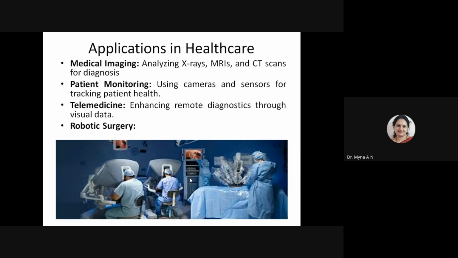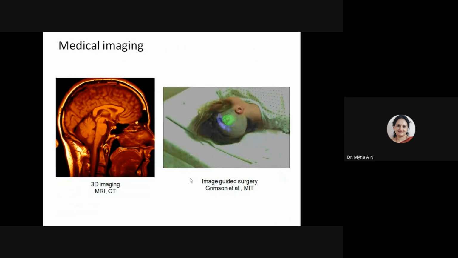The doctors, sitting at a remote place, guide the robots, and the robot carries out the operation. You can see in the right half of the image the robot doing the actual operation, and on the left we can see the doctors guiding the operation. This is a classic and very important application of computer vision. So in medical imaging, in 3D imaging, MRI and CT are the imaging systems. So, image guided surgery.